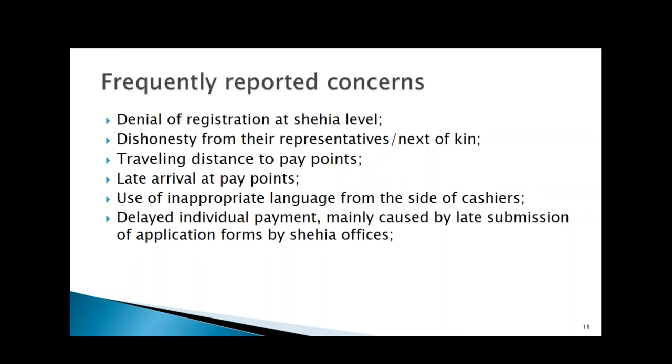But those are more or less individual claims. We also have more collective ones, like traveling distance to pay points. Many people come to the pay point and say, we walk a lot from our places and you have to do something. And we actually do a lot of things. If you look at the statistics, initially we had around 46 pay points. We now have over 80, 84, 85 pay points, so we have almost doubled the pay points because of these kinds of complaints.